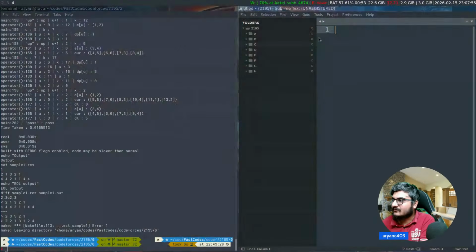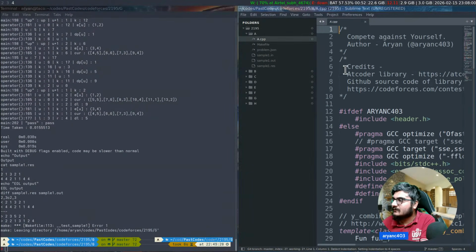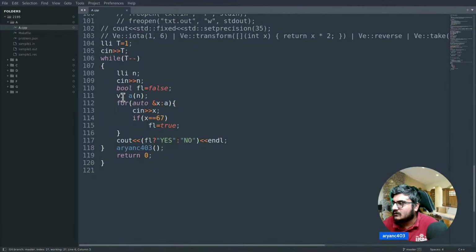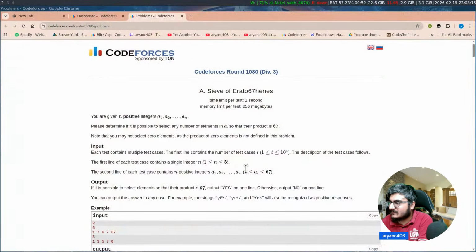If I have to jump onto the code for this one: you iterate over all the elements. If 67 exists, you mark it as true, and then you print yes or no. Another way is to notice that all the numbers are from 1 to 67. You can look at the maximum of the array, and the maximum should be 67. Any questions here on this problem before we jump on to the next one? So I think this was the first problem.